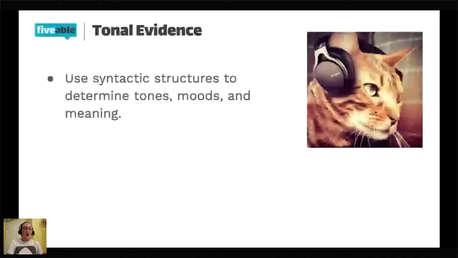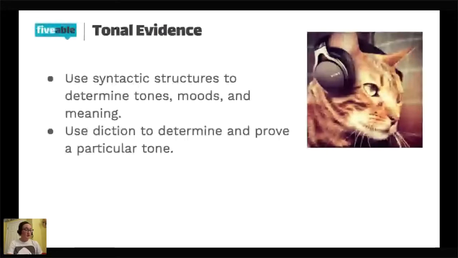You can always use diction to show tone. So you can pull particular words that show a tone. If you're using things like stormy or angry, things that show a dark tone, those are going to make you feel like something is in a dark versus light place.